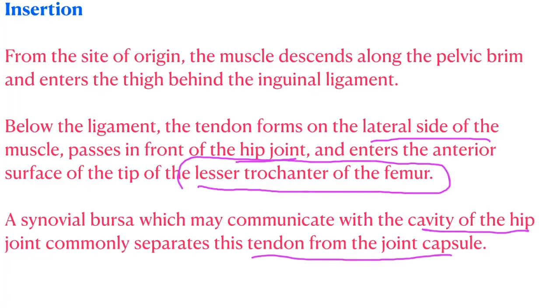Usually psoas major is accompanied by the iliacus muscle at the insertional point, though they may not insert at the exact locality, 1.5 centimeters or 1.2 centimeters away from one another, but usually they pass as if they are one muscle. That is why they are called iliopsoas.